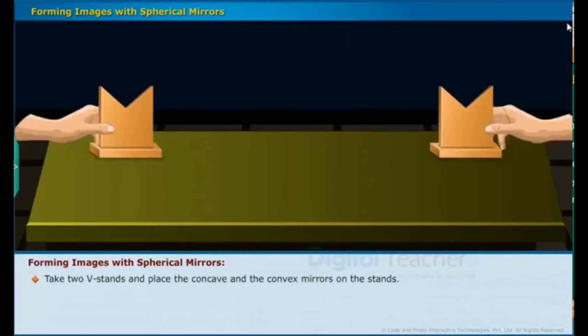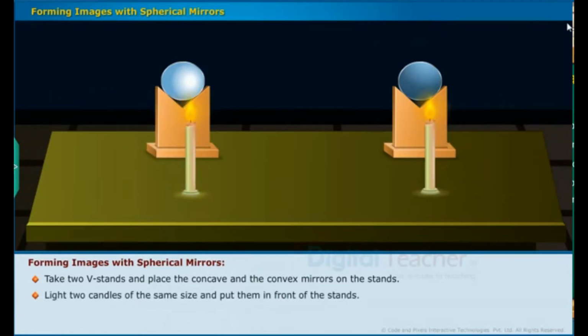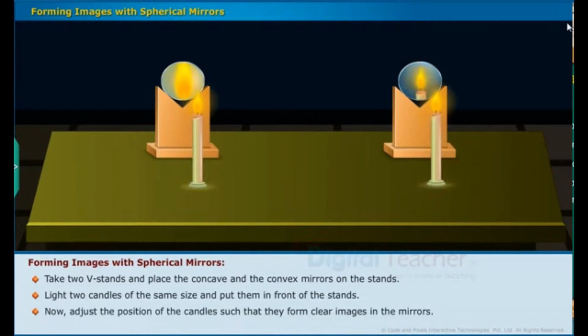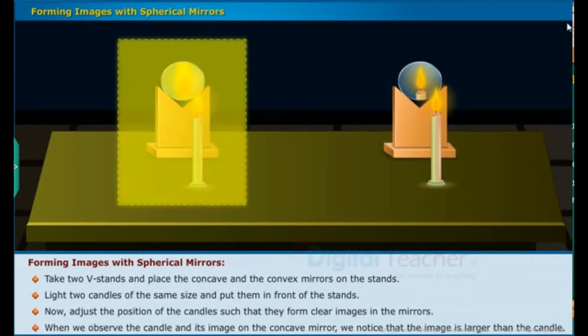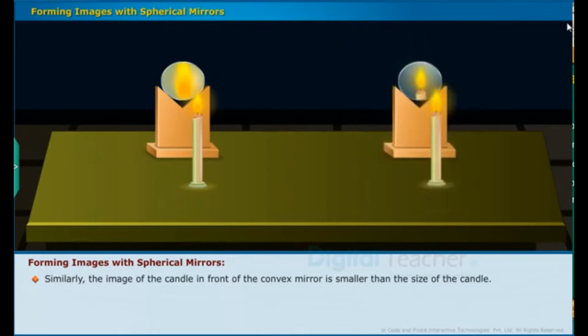Now, let us know how the images are formed by concave and convex mirrors. Take two V-stands and place the concave and the convex mirrors on these stands. Light two candles of the same size and put them in front of the stands. Now, adjust the position of the candles such that they form clear images in the mirrors. When we observe the candle and its image on the concave mirror, we notice that the image is larger than the candle. Similarly, the image of the candle in front of the convex mirror is smaller than the size of the candle.